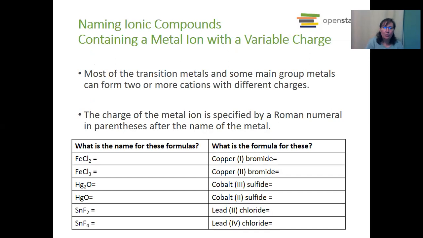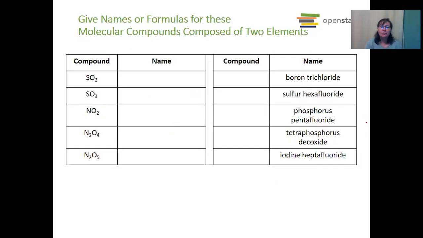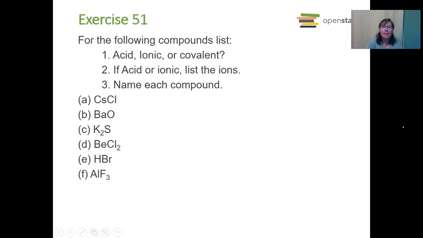In this one now, we're going to be looking at what happens when you have those transition metals or those type 2s that I mentioned. These are often called type 2s, okay? And again, use your ion list to come up with a name or a formula. In this slide, you will be naming molecular compounds composed of 2 elements. And remember, for this, you need your prefixes, okay?